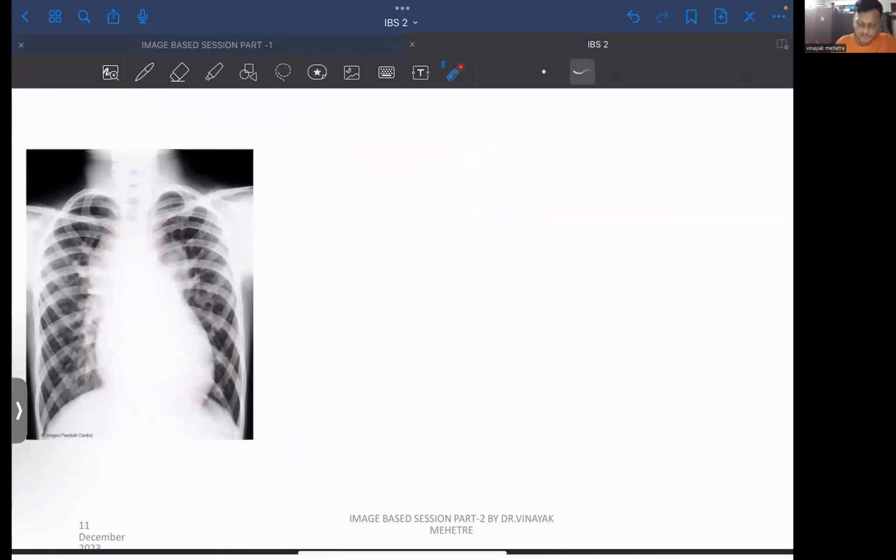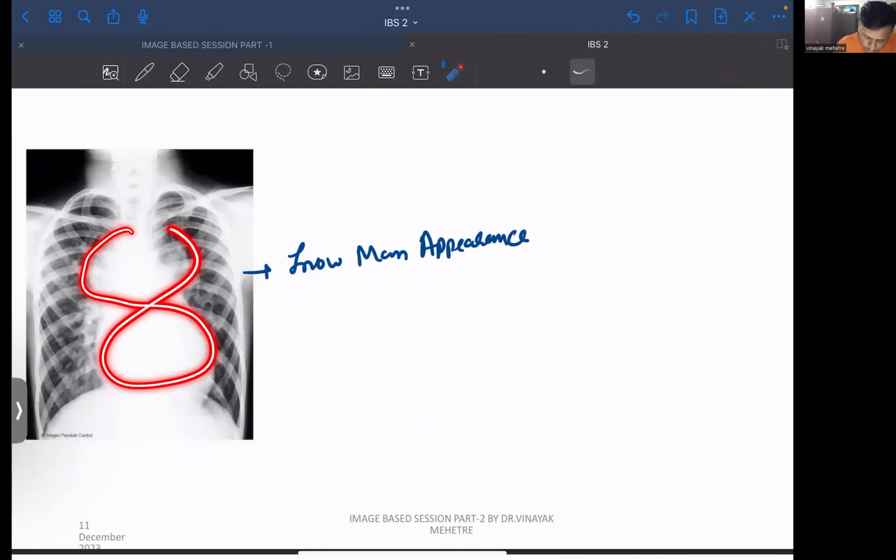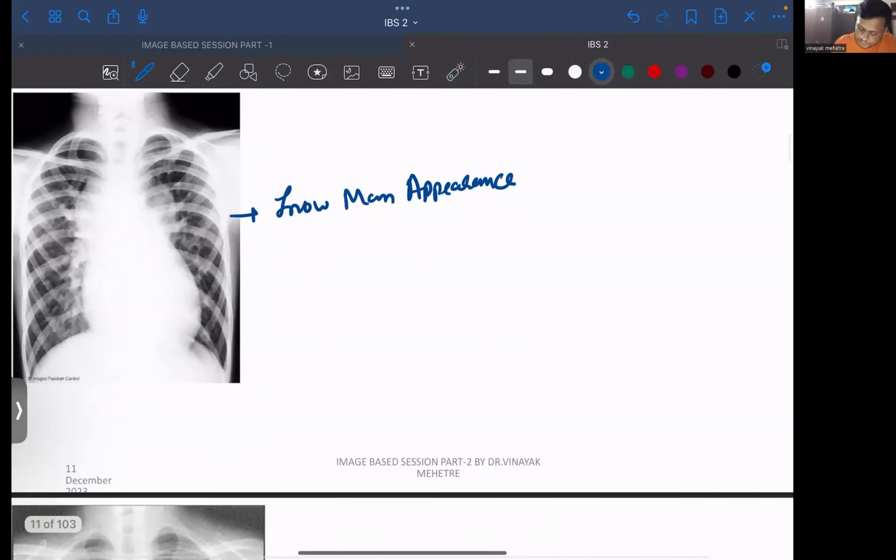It is called snowman appearance, right? Snowman appearance, or it is also called figure of eight appearance. Figure of eight appearance is seen in, yes, total anomalous pulmonary venous connection. Okay, it is seen in this.